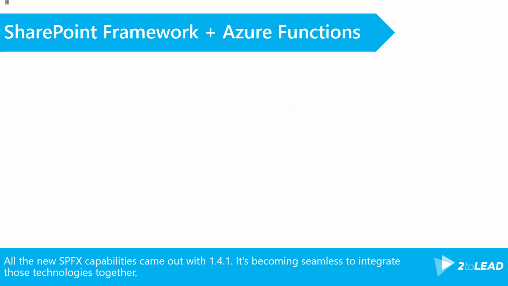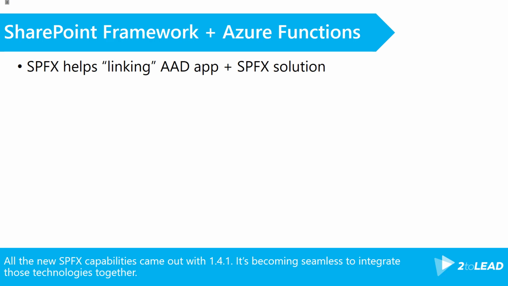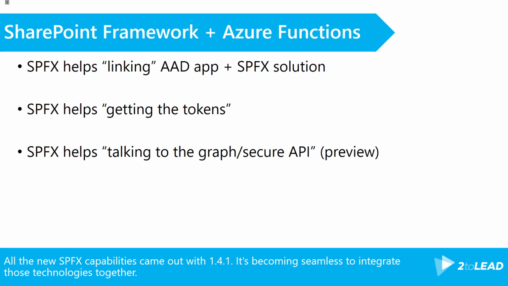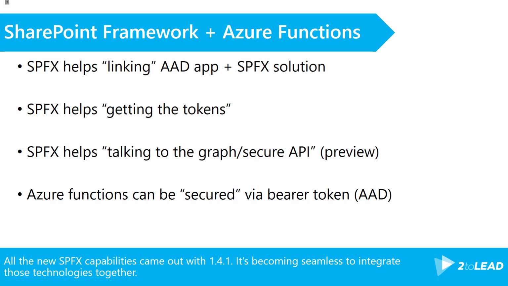Now let's talk about Azure Functions and the SharePoint Framework. Since version 1.4.1, which is only available for SharePoint Online, SharePoint Framework has capabilities to talk to AAD to get tokens and so on and so forth, and leverage those tokens either to talk to a custom API or to talk to the Graph actually.